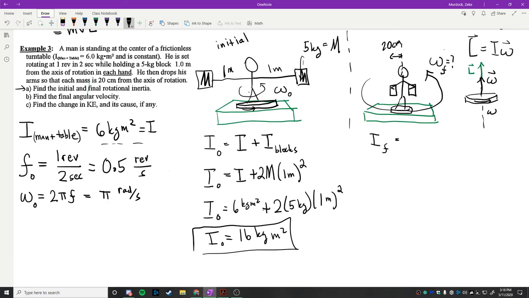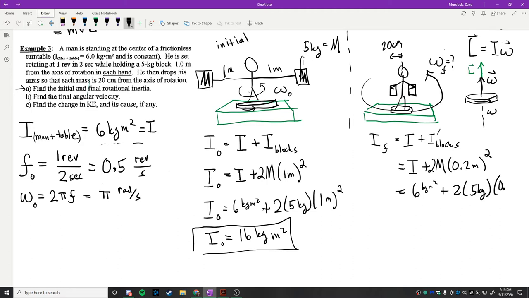Okay. For the final moment of inertia, what we have here is going to be the moment of inertia of the man plus the table. That's still there. Plus, now we're going to take the blocks. Call it I prime blocks because it's now different. The moment of inertia of the blocks is going to be the mass of the blocks, big M. There's still 2 of them, but now we multiply by this distance here, 0.2 meters whole squared. So it's going to be 6 plus 2 times 5 times 0.2.